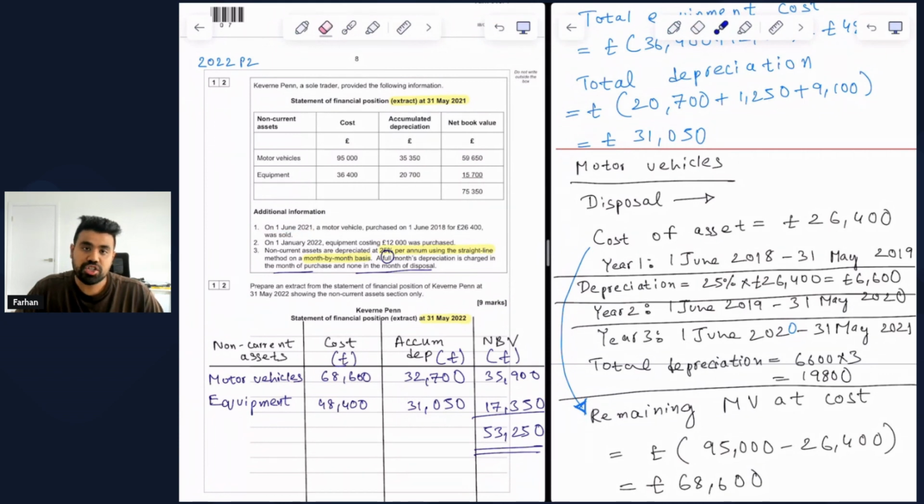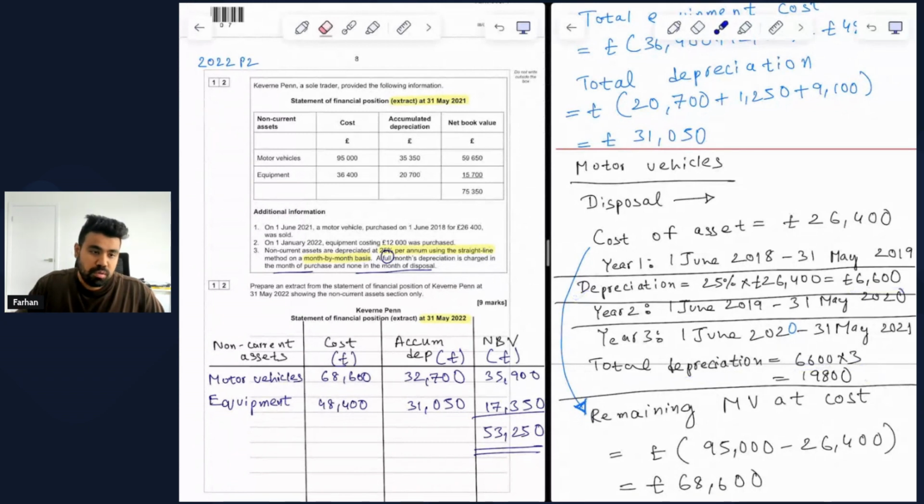Based on our calculations for the first year, we understand that depreciation per year is £6,600 for this motor vehicle. And if the asset was in use for 3 years, then the total depreciation can be calculated by simply taking the annual depreciation of £6,600 and multiplying it by 3, which gives £19,800.